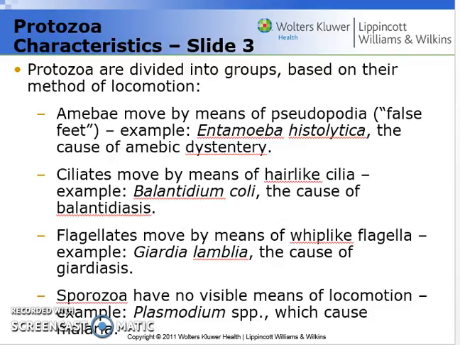And an amoeba, if you don't know, is a cell that really has no uniform structure to it. If you've ever seen an amoeba, it's just an irregular shape. And it has these arm-like extensions on it, which are called pseudopods, the false feet. And those false feet enable the amoeba to move from point A to point B.